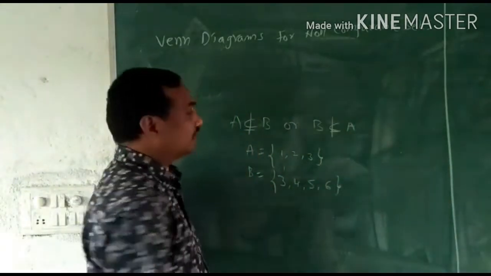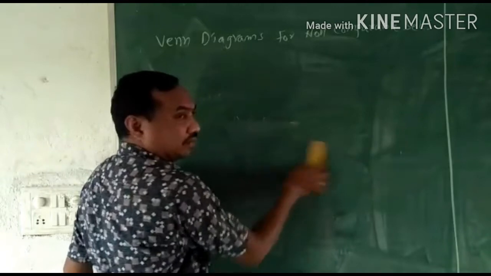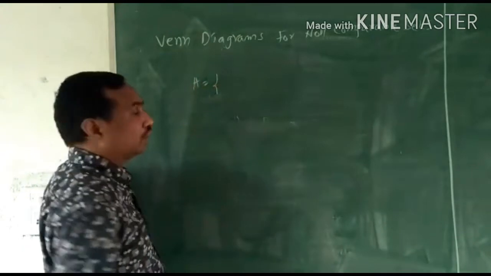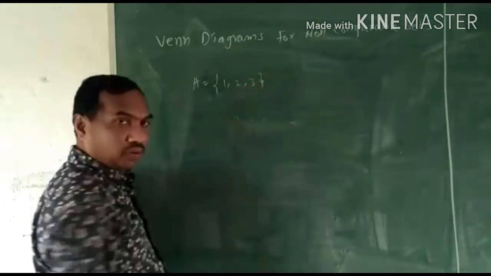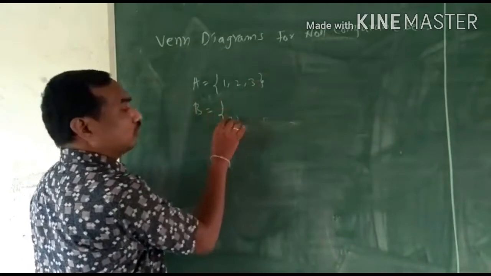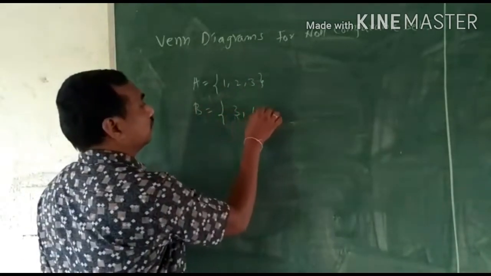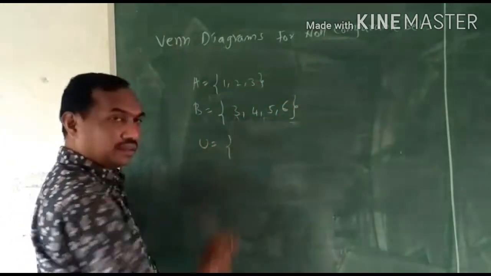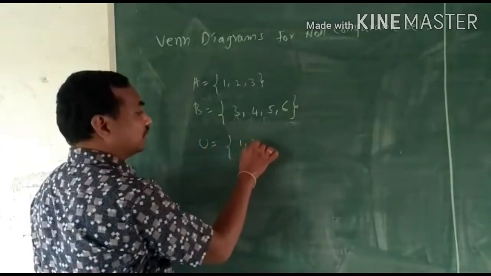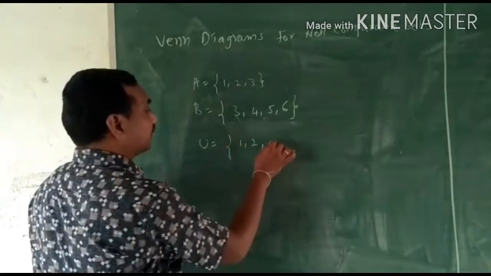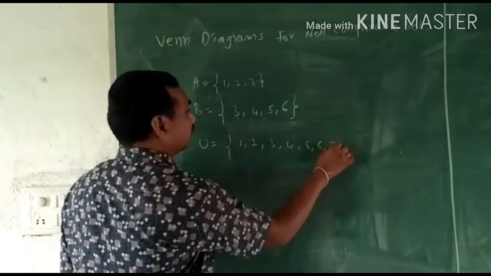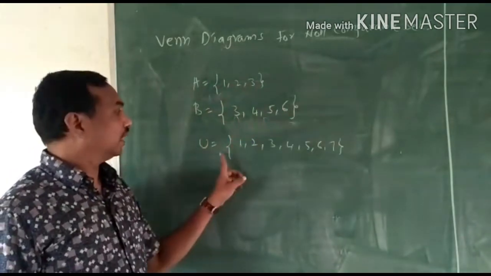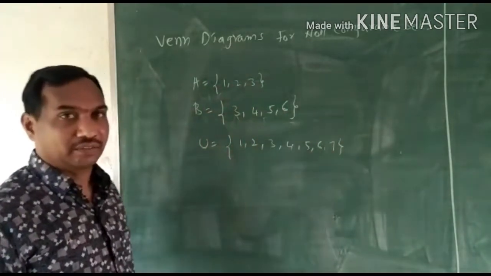Suppose for these types of sets I need to draw the Venn diagram. So we take the same example. A equal to 1, 2, 3, B equal to 3, 4, 5, 6, and the universal set I am taking as the first 7 positive integers. So A equal to 1, 2, 3, B equal to 3, 4, 5, 6, and U equal to 1, 2, 3, 4, 5, 6, 7.